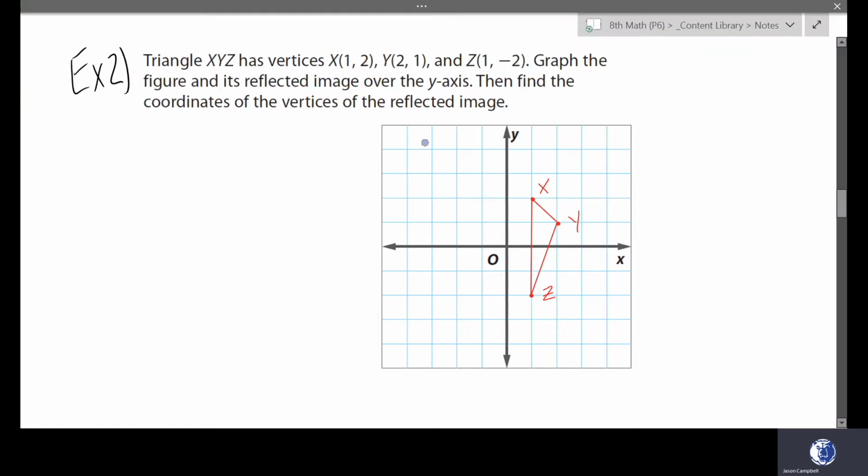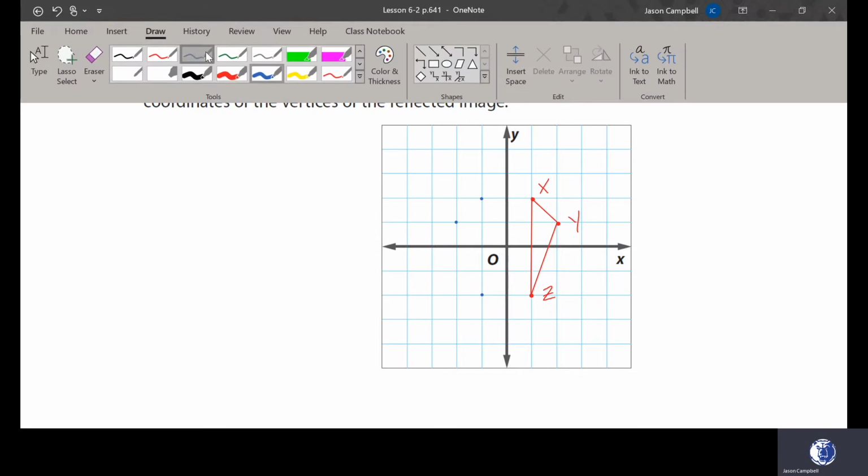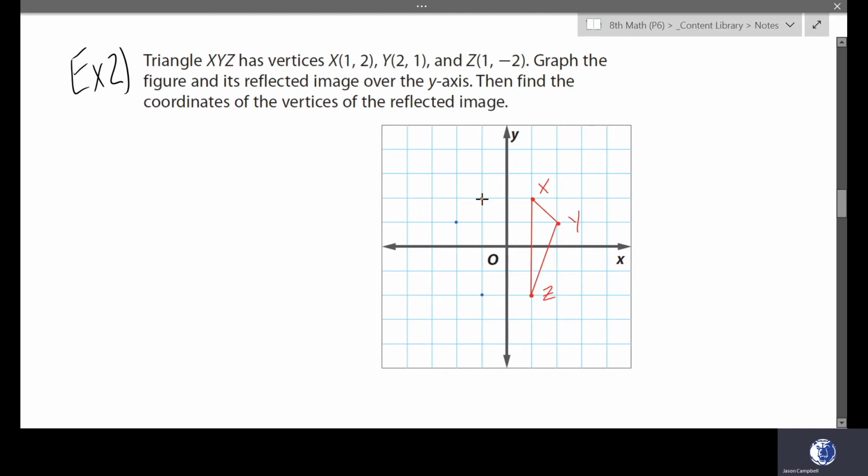I'm going to grab my blue marker here, and I'm going to have my x prime point right there, y prime goes right here, and z prime goes right here. Next, I'm going to connect my new coordinates, my new vertices, with blue lines.